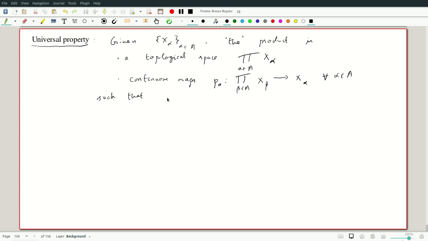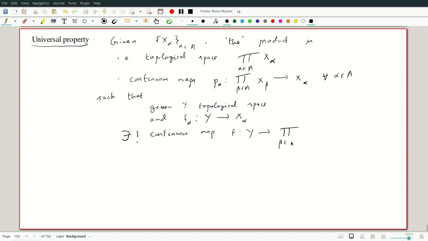So these are continuous such that given Y, a topological space, and functions f alpha which map Y to X alpha, there exists a unique continuous map f from Y to the product of X beta, such that for all alpha in A, f alpha is p alpha composed with f. So there's a unique map which combines all these together.